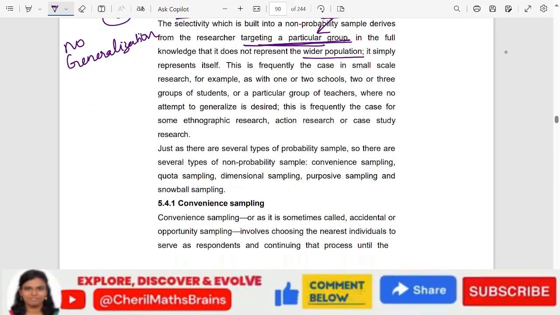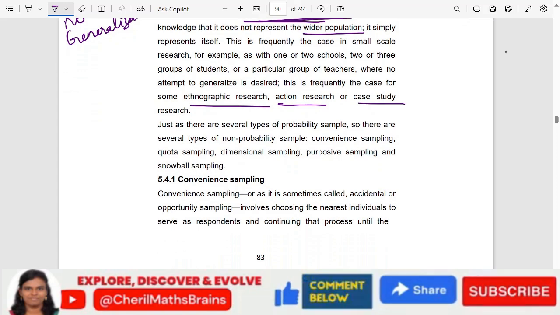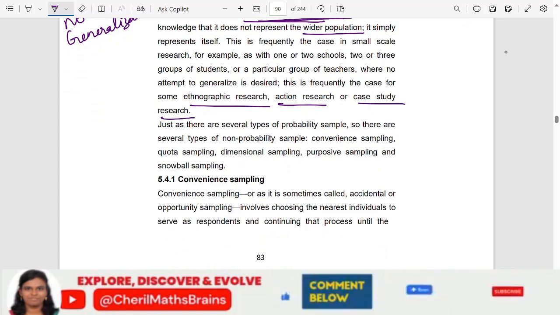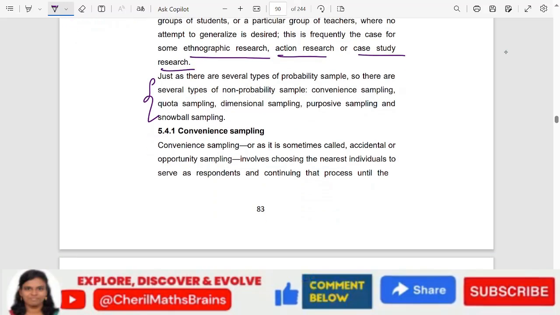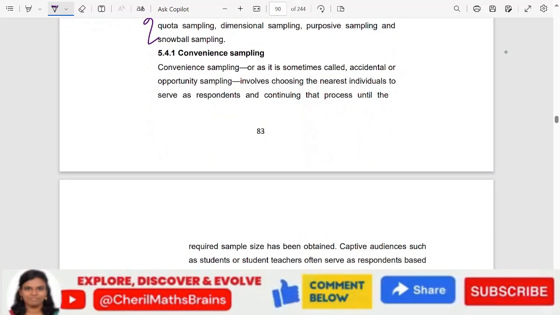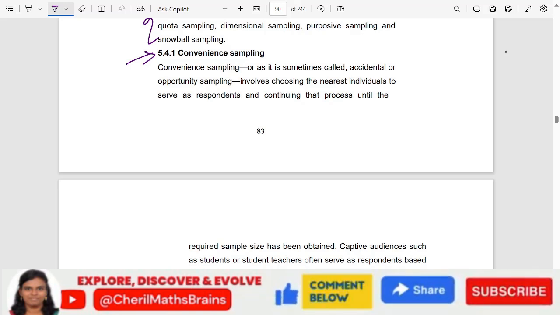So why do we do this? We are going to do this for ethnographic research, action research and case study research. For all these types of research we are going to do it. And now we are going to start with the types of non-probability sampling. The first one is convenience. Convenience sampling is the main thing which most of the researchers are going to do.